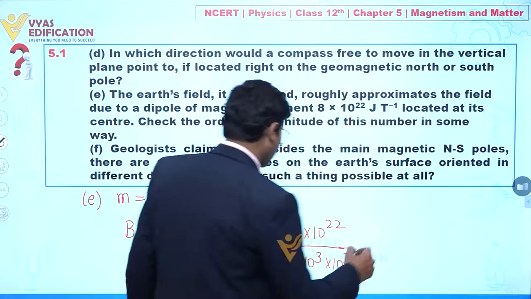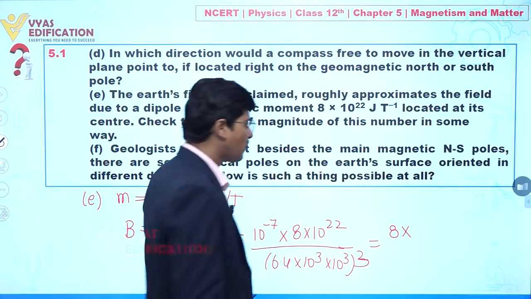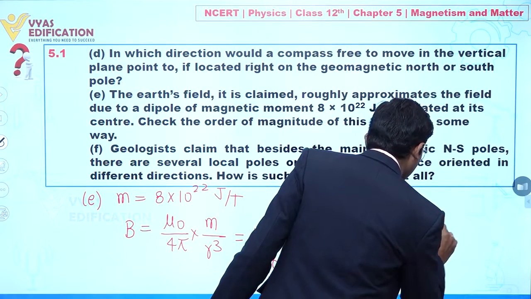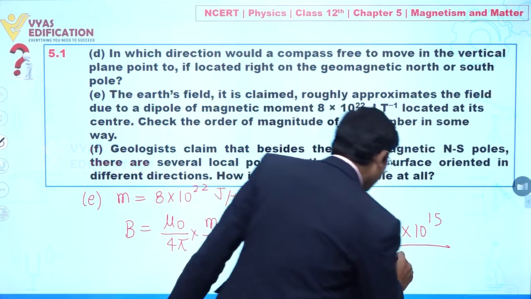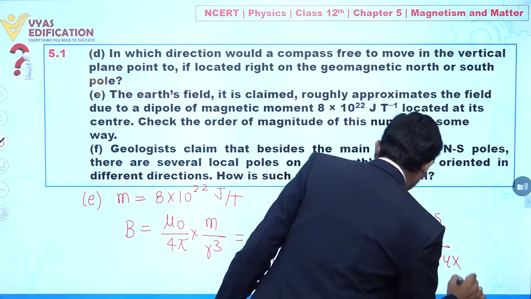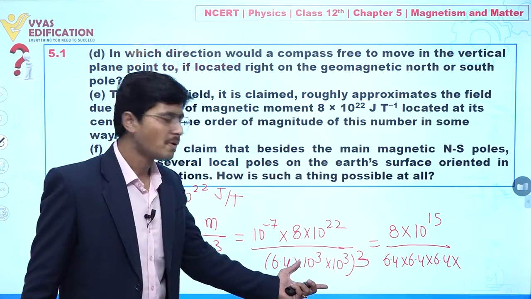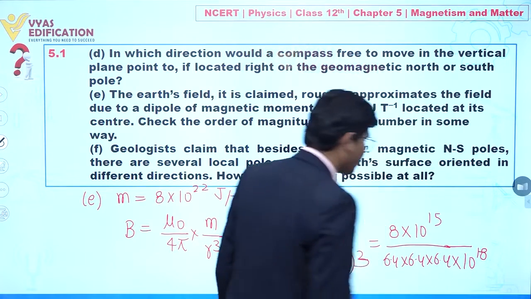Now if we simplify, we can write like this, 8 multiplied by 10 to the power 15, clear, and divided by, what is this? 6.4 multiplied by 6.4 multiplied by 6.4, multiplied by 10 to the power 6, so we can write like this, this is 10 to the power 18, clear to you.